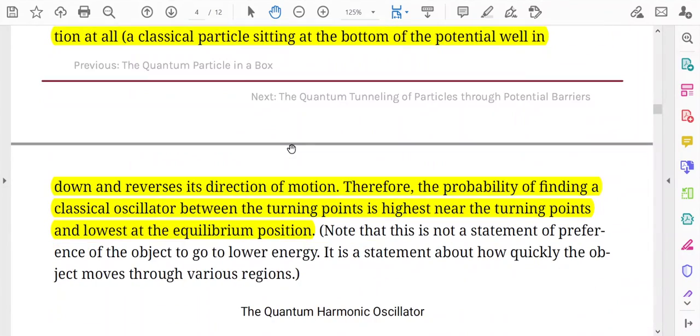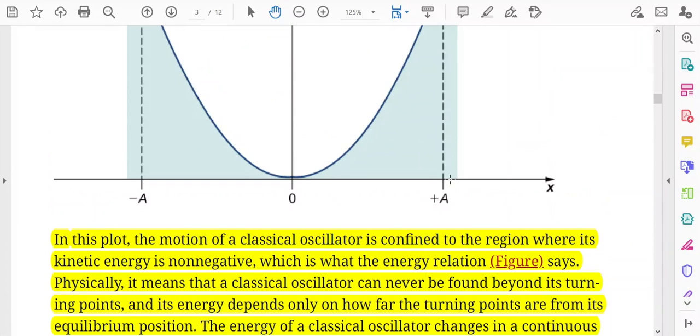Here the probability means where the particle will spend the maximum time. So it is not a statement of the preference of the object to go to lower energy. It is a statement about how quickly the object moves through various regions. As it is spending maximum time at the turning points, we say that the probability of finding the particle at the turning points should be maximum, and it is minimum at the equilibrium. So this is a general discussion regarding the classical harmonic oscillator.